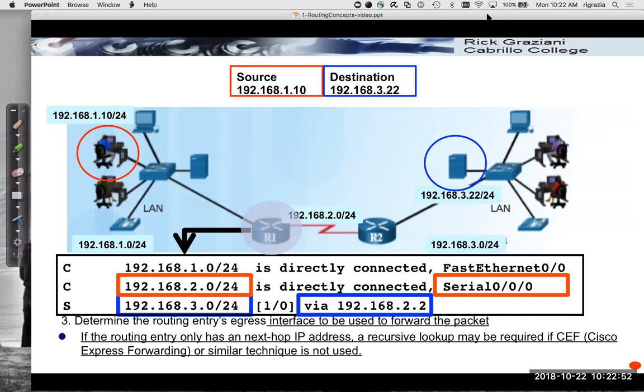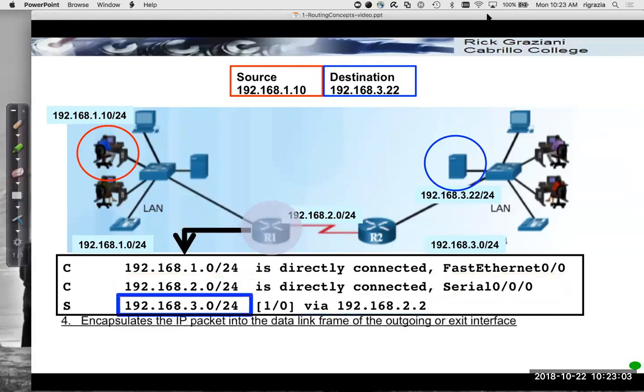Okay, but again, today's Cisco operating systems use Cisco Express Forwarding. We'll talk more about that a little bit in this video. So now it needs to encapsulate the IP packet into a data link frame for that outgoing interface. We've determined that it's going out Serial 0/0/0.